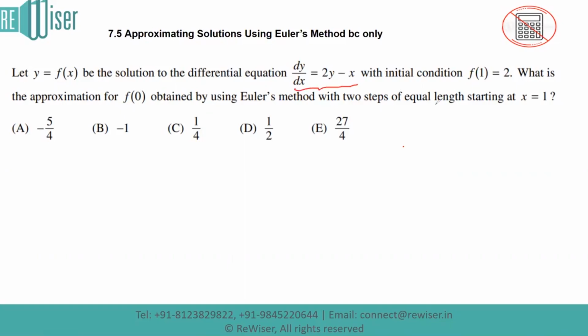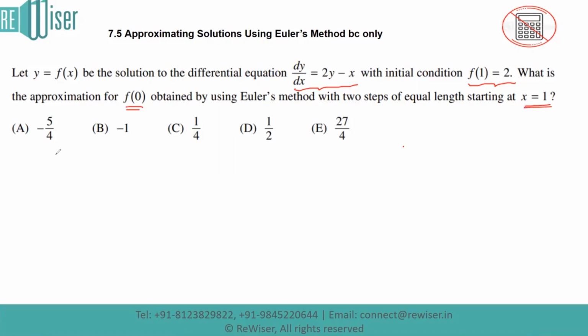And the differential equation is given here, and also the initial condition is given. So this means when x is 1, the y coordinate is 2. What is the approximation for f of 0 obtained by using Euler's method with two-step length starting at x equals 1?